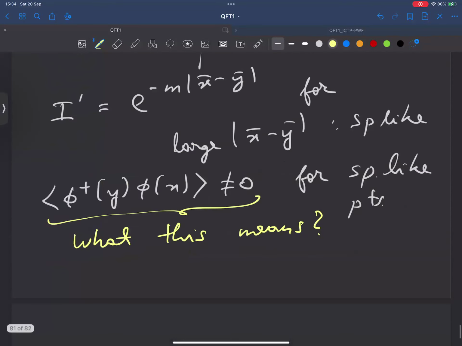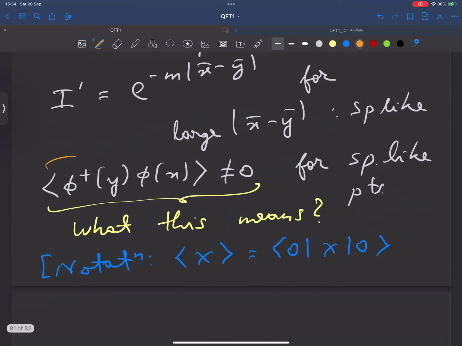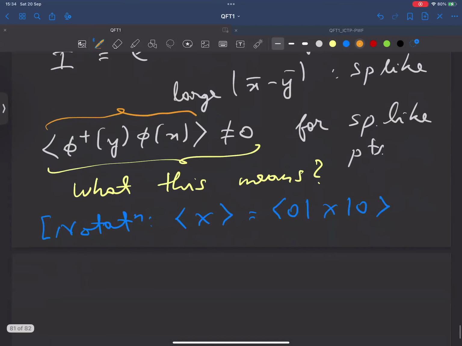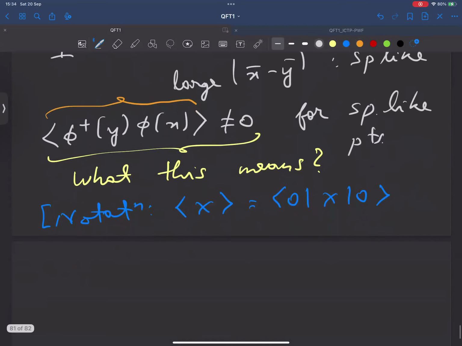Here I am using a notation, so let me briefly mention that. Normally when I write an expectation like this, I mean it to be evaluated on the vacuum. Here I am not explicitly mentioning that it's evaluated on the vacuum, but that's what I will mostly use. Now, this non-vanishing nature of I prime, so I prime not equal to 0, is what is called vacuum entanglement.